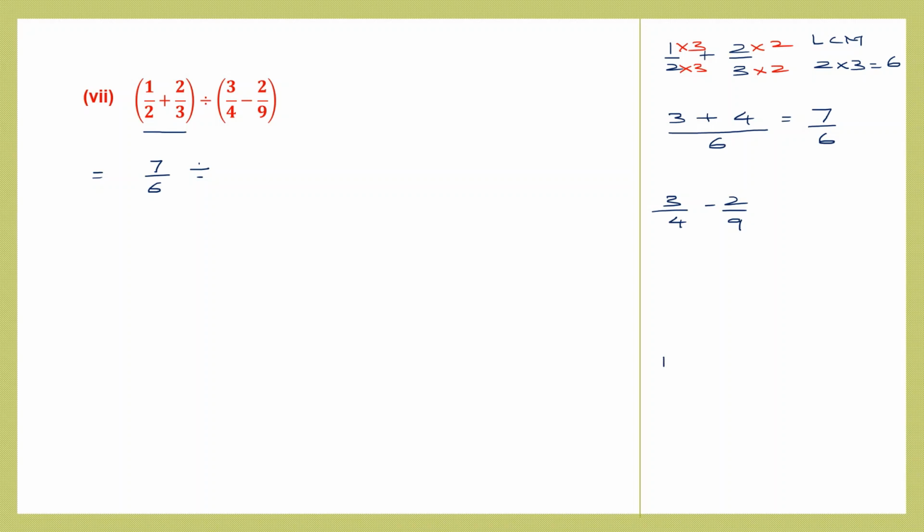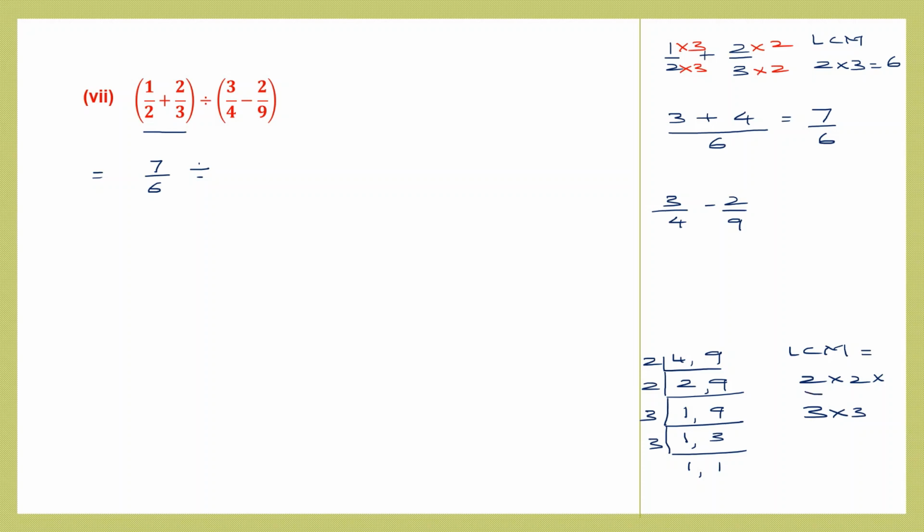So let's find the LCM of 4 and 9. 4, 9. So starting with 2, 2 2s are 4 and then bring down 9. Then continue with 2, 1 and again bring down 9. Again 3, 1, 3 3s are 9, 3, 1 and 1. So what is the LCM here? LCM will be 2 into 2 into 3 into 3. So 2 2s are 4, 3 3s are 9, 4 into 9 is 36. So the LCM is 36 and we're going to use that as the common denominator here.